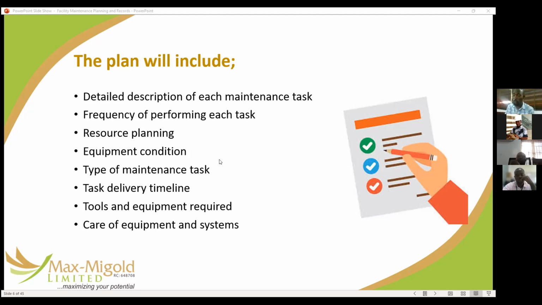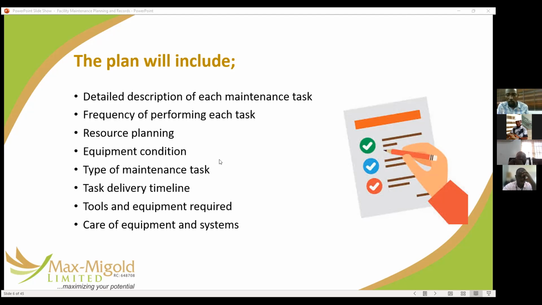This might even include you bringing your storekeeper along, because the storekeeper will be the one that will tell you the number of spare parts you have on ground that will be enough for you to carry out that maintenance task. And if spare parts are not available, how do we quickly make a reordering before the due date for that maintenance task?